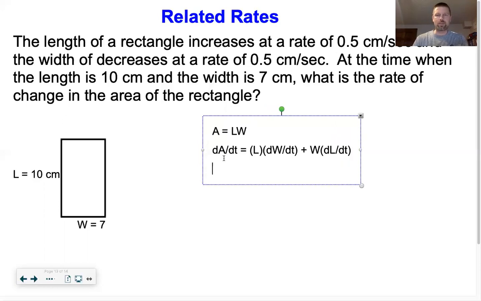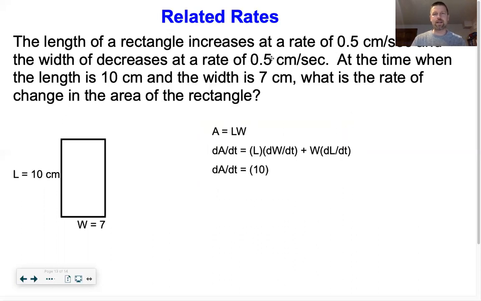In this case, I don't know dA/dt. That's what it's asking for. So I'm going to just leave that dA/dt. That'll equal length. I know what length is. Length is 10. So 10 times dw/dt. That's the rate of change of my width, how fast w is changing with respect to time. And they told me that the width is decreasing at 0.5 centimeters per second.